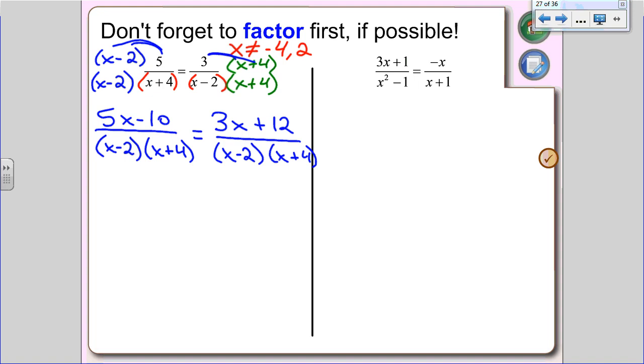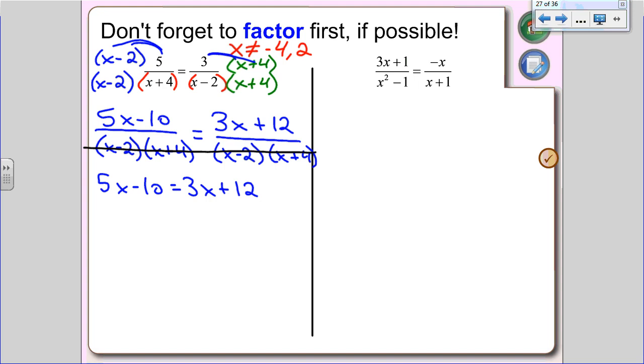Common denominator and an equal sign means get rid of the denominator. Now all you have left is 5x - 10 = 3x + 12. That's a basic linear question you have to solve. You have to get all the x's by themselves. So we're going to minus 3x from both sides.